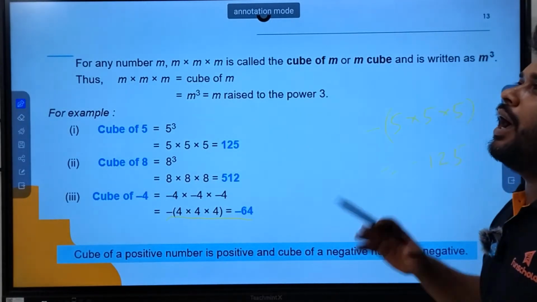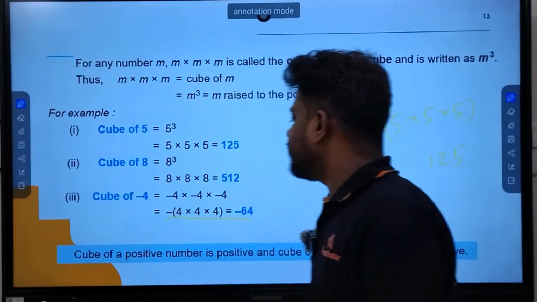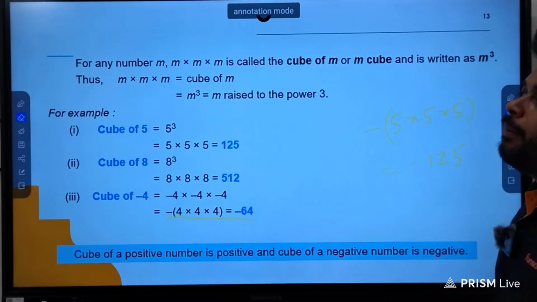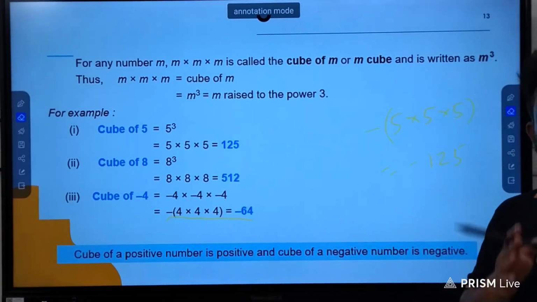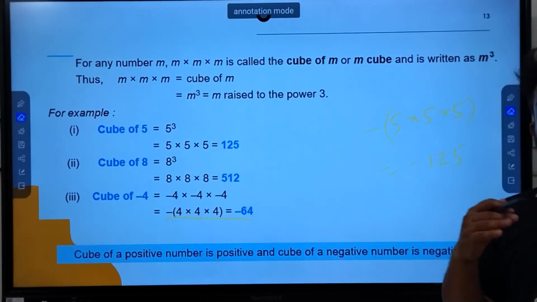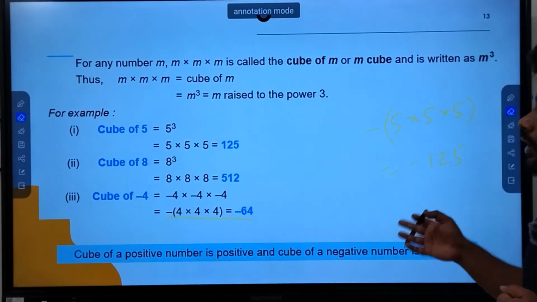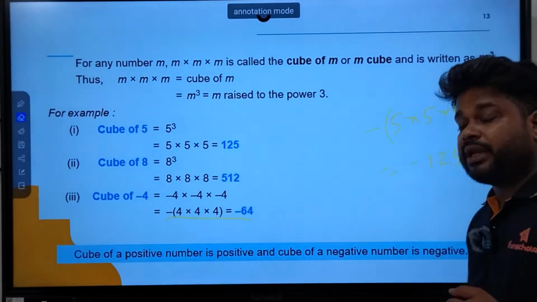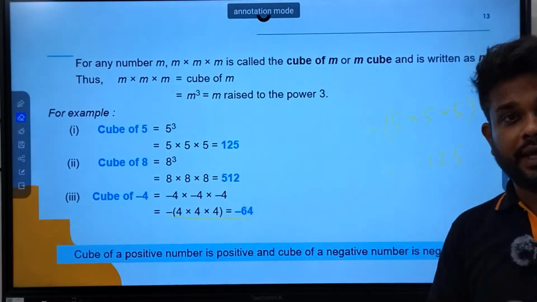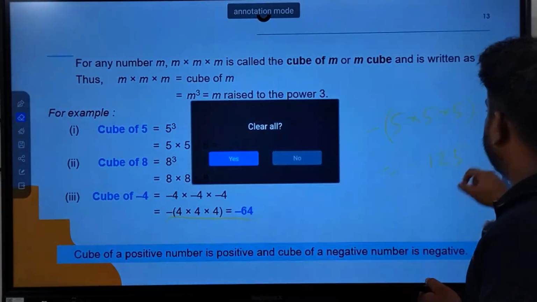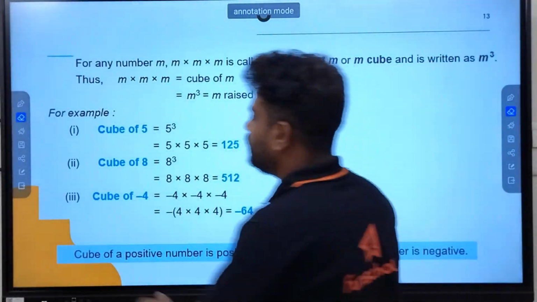Another special note is that the cube of a positive number is positive and the cube of a negative number is negative, obviously. What we learned from the square is that any number, whether positive or negative, has a square that becomes positive, right? But in the case of cubes, the cube of a positive number is positive and the cube of a negative number will always be negative. Remember this, right? So done. Let's go to the next one.